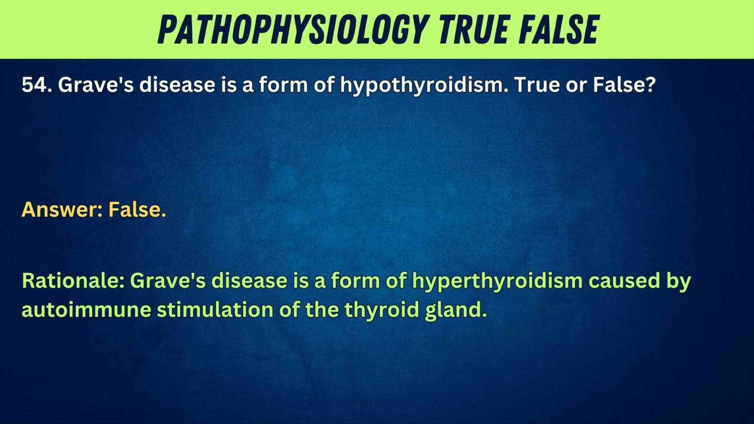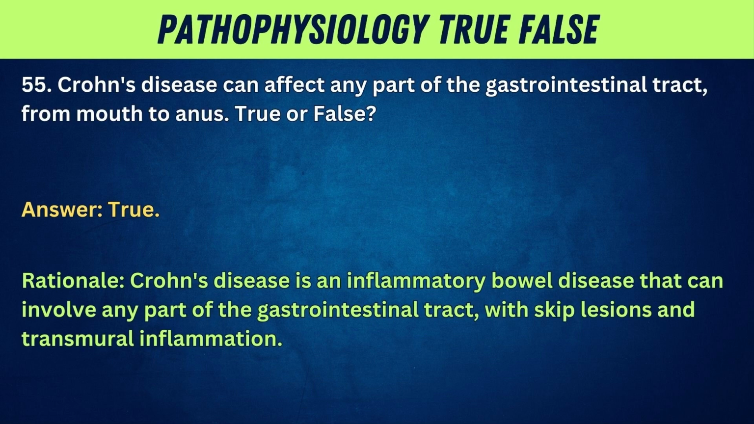54. Graves' disease is a form of hypothyroidism. True or false? Answer: false. Rationale: Graves' disease is a form of hyperthyroidism caused by autoimmune stimulation of the thyroid gland. 55.